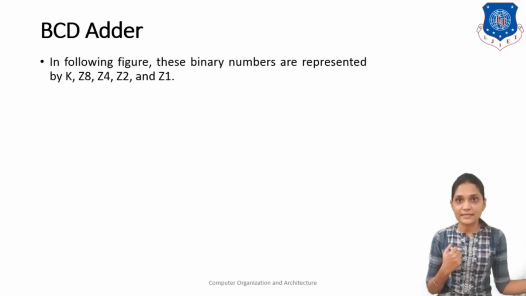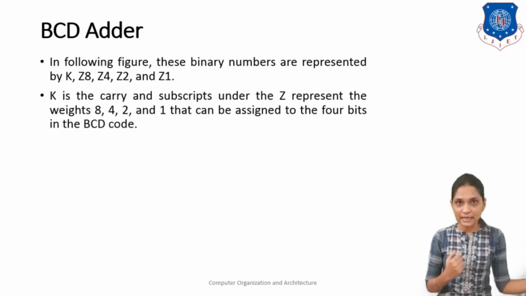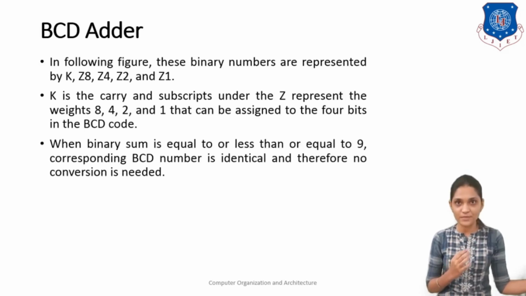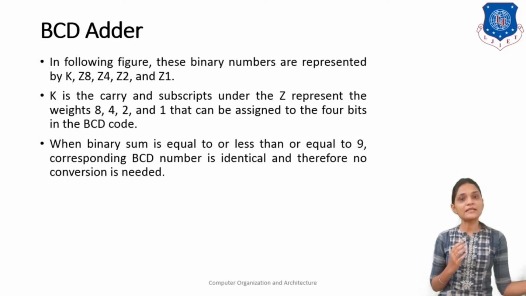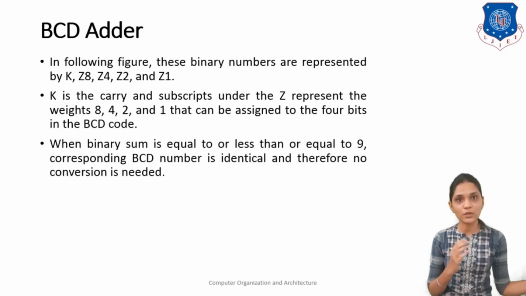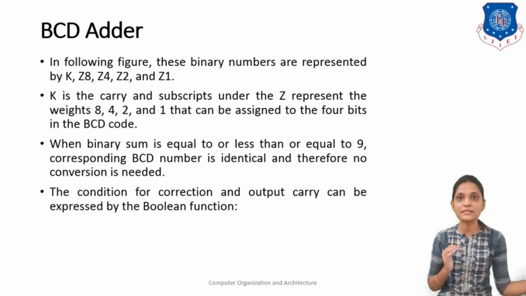Here we can summarize it like this. We can represent this binary number as K, Z8, Z4, Z2 and Z1. K is the carry, and the subscript under Z represents the weight, 8, 4, 2 and 1 positions, that is for BCD code. And when this binary number is less than or equal to 9, the corresponding BCD number is identical, therefore no conversion is needed.